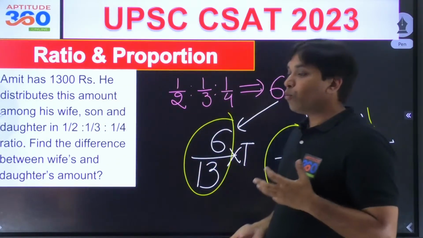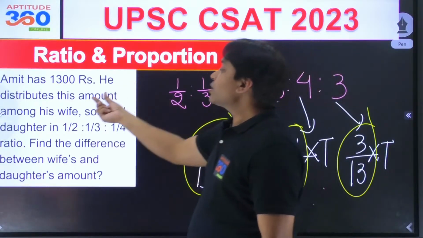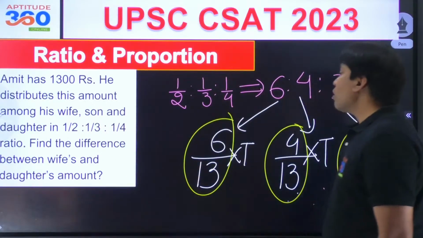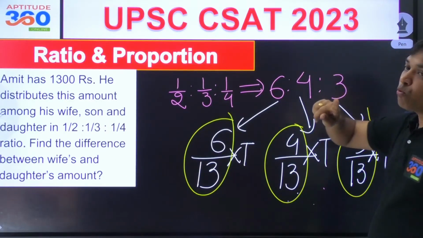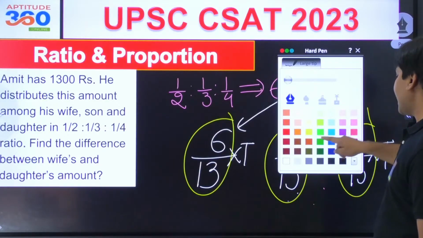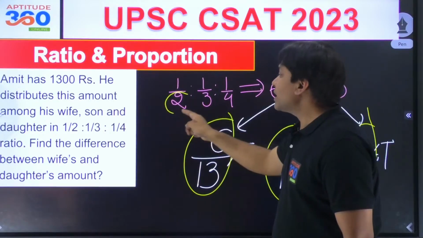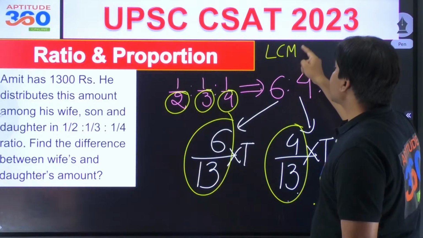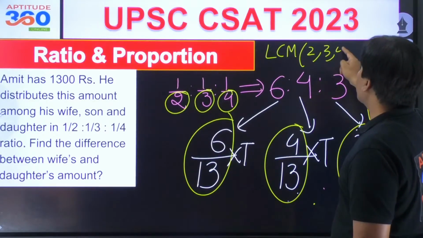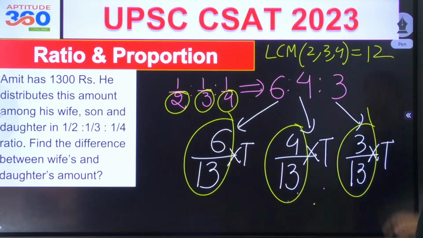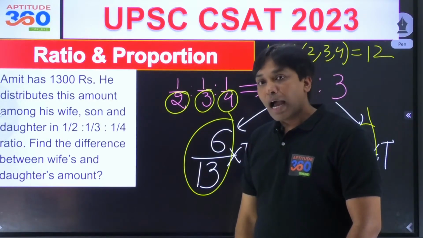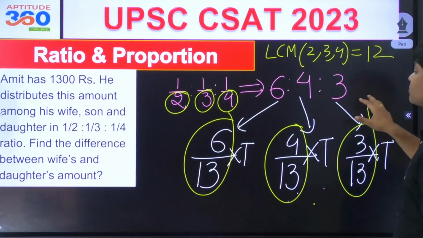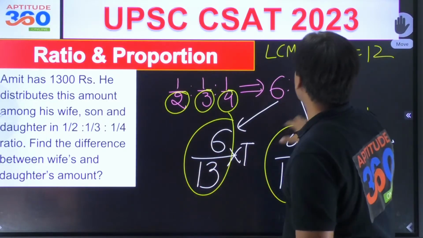देखो, Prisha, what is that I am trying to say? He distributes this amount among his wife 1/2, 1/3, 1/4. So आपने क्या सीखा था? 1/2, 1/3, 1/4 को अगर आपने सिंप्लीफाई करना है तो you should be taking LCM of these values that are there in the denominator, isn't it? So what is that we should do? We should be taking LCM of 2 and then 3 and then 4. That is coming out as 12. And what is that you should be doing? You should be multiplying all of them by 12, है ना? 12 से मल्टीप्लाई करेंगे तो क्या वैल्यू आएगी हमारी?